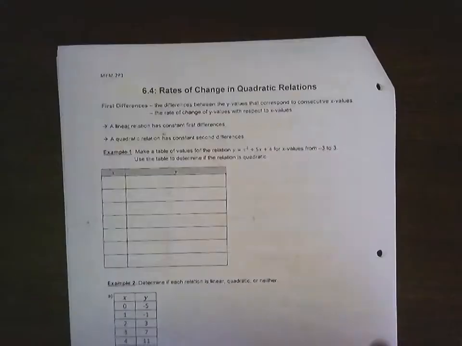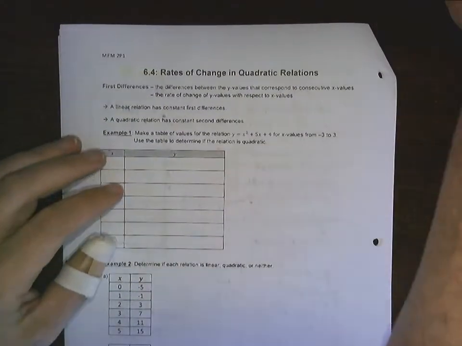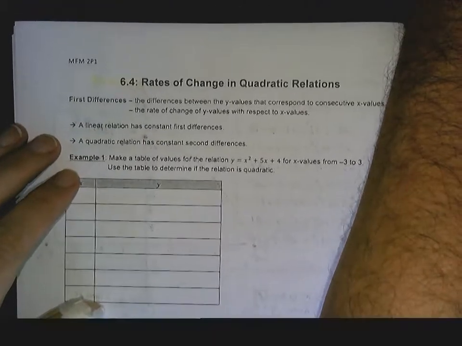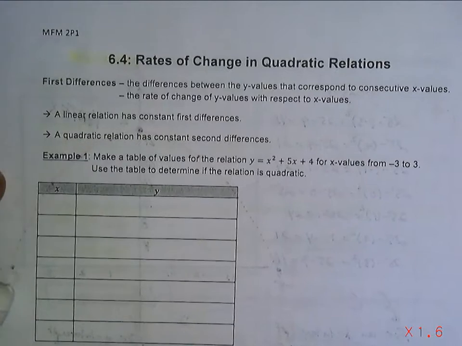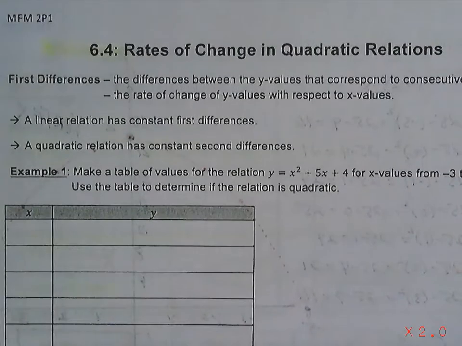6.4. Easy peasy lemon squeezy. Nothing to this. In fact, we've already done this. Rates of change of a quadratic relation. I'm going to talk to you about something we've already talked about.